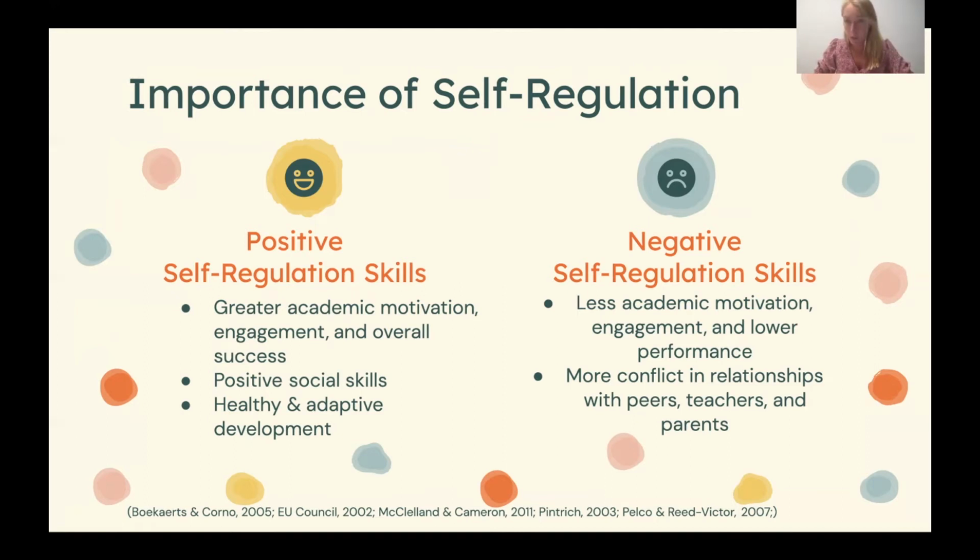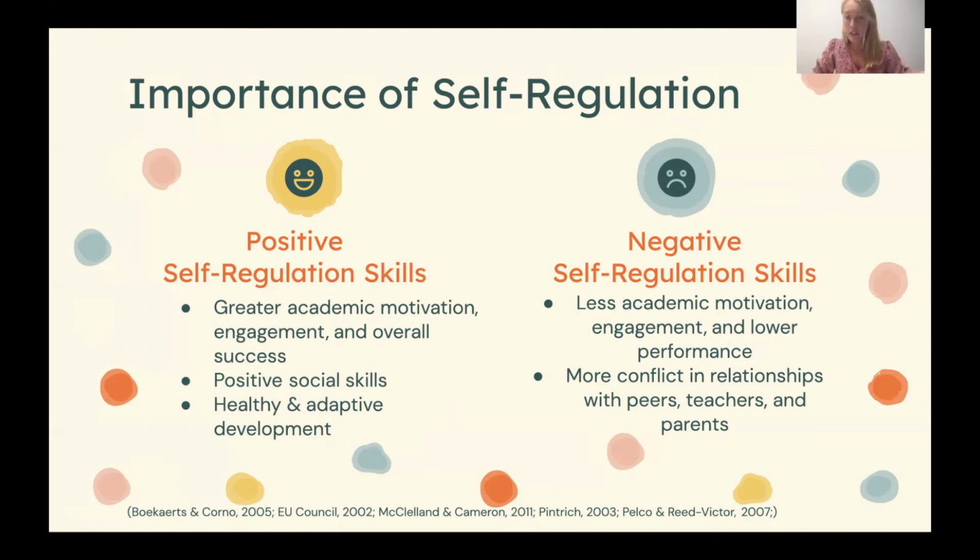So for those with positive self-regulation skills, we tend to see that those students have greater academic motivation. They're also more engaged in their learning, and this leads to more overall school success, so better performance in school. Aside from learning, these children also have more positive social skills, so they're better able to get along with their peers, with their teachers, parents, and others. And also positive self-regulation skills is just generally associated with more healthy and adaptive development throughout childhood and onto adulthood.